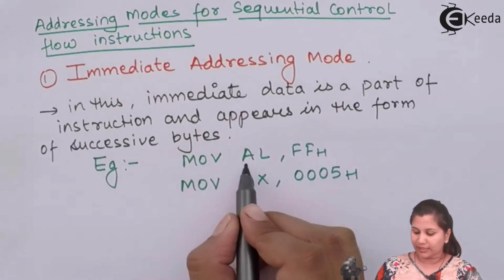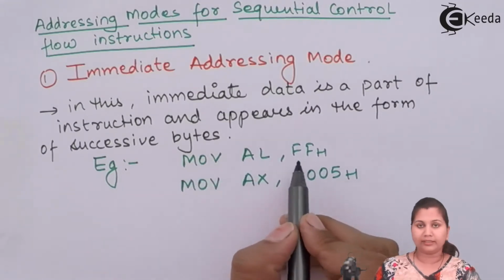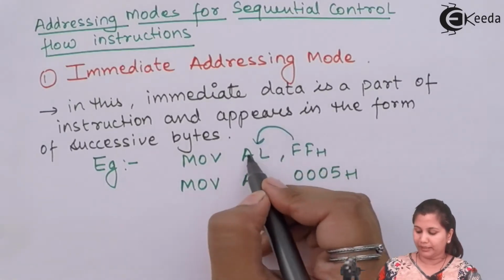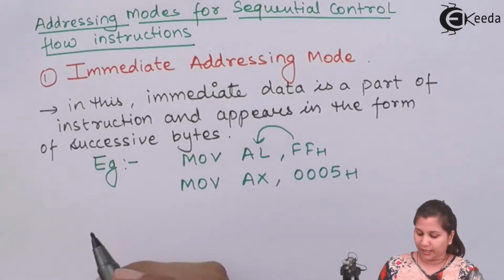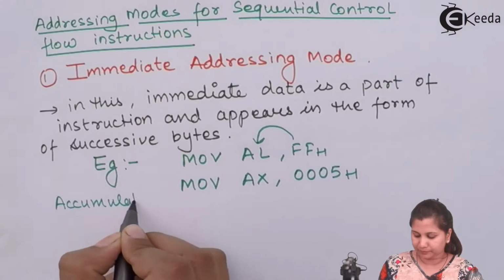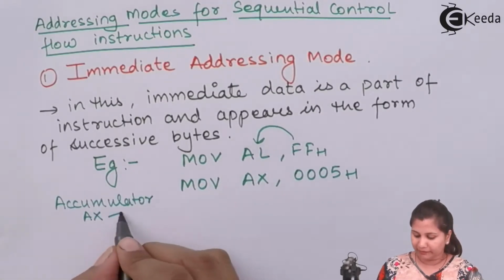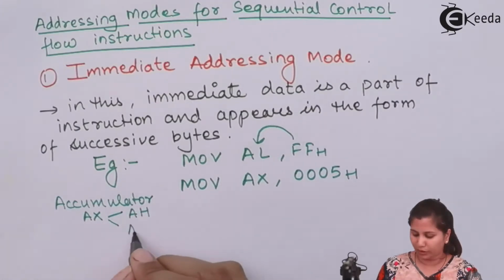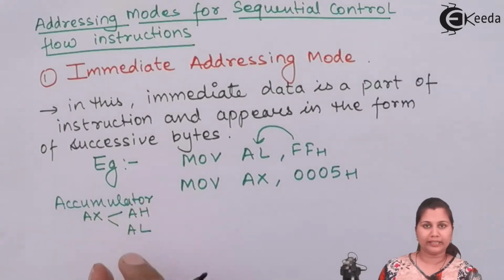Here this instruction says that you have to move the contents which are written here in the instruction, transfer it or copy it into the A register, that is the accumulator register. Now the accumulator is a 16-bit register. It is denoted as AX. It can be divided into two parts, the higher order byte and the lower order byte. So 16 bits are divided into two 8 bits.